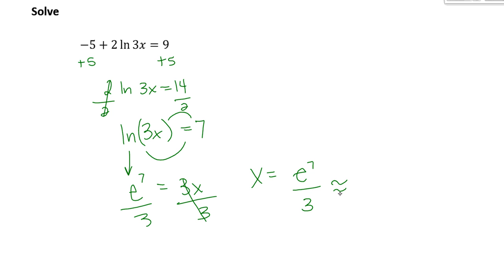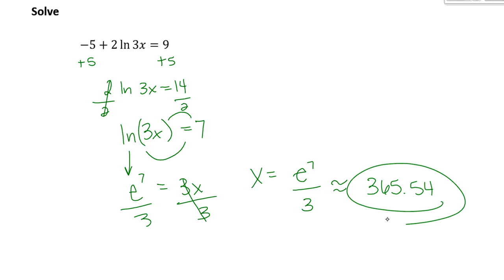calculator says, 365.544. So let's say 365.54. Now I forgot to check my domain. Right here, our domain is where 3x is greater than 0. Finish solving. X is greater than 0. Check. We're okay.